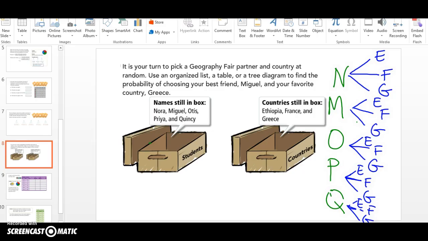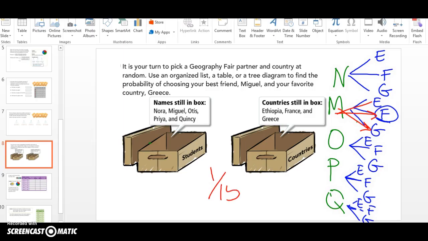Okay, so if you go with the NF, that's only 1, because if I was going to make a detailed list, it would be Nora and Ethiopia, Nora and France, Nora and Greece. Each one of those would be 1, not 2. Does that make sense? Okay, if I pick Miguel, I can only do Miguel and Ethiopia, Miguel and France, or Miguel and Greece. That's not 2 options, that's just 1. He goes together because I picked them together. That makes sense? Yeah.